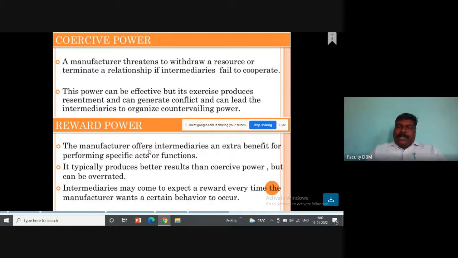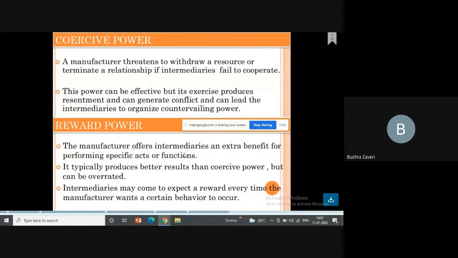Because he got an offer on chocolates, that is, the manufacturer offers the intermediary an extra benefit. He will get more chocolates over there as an extra benefit. He wants to encash that extra benefit unnecessarily with us, right?